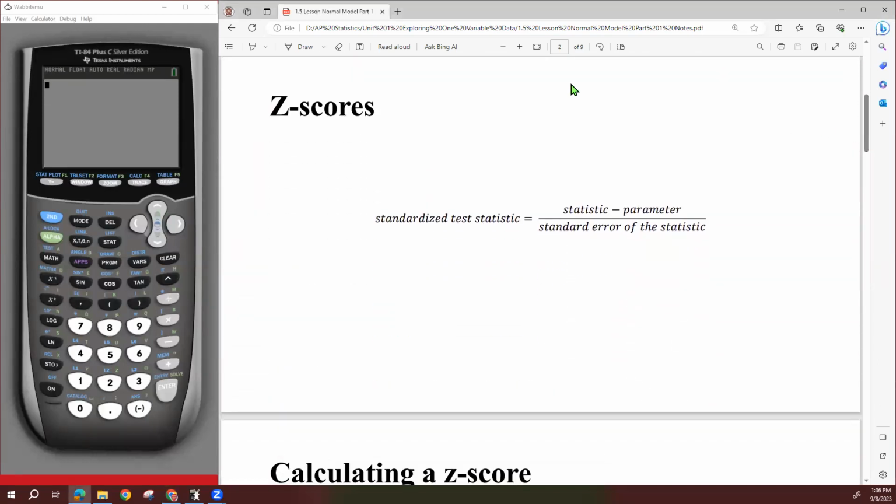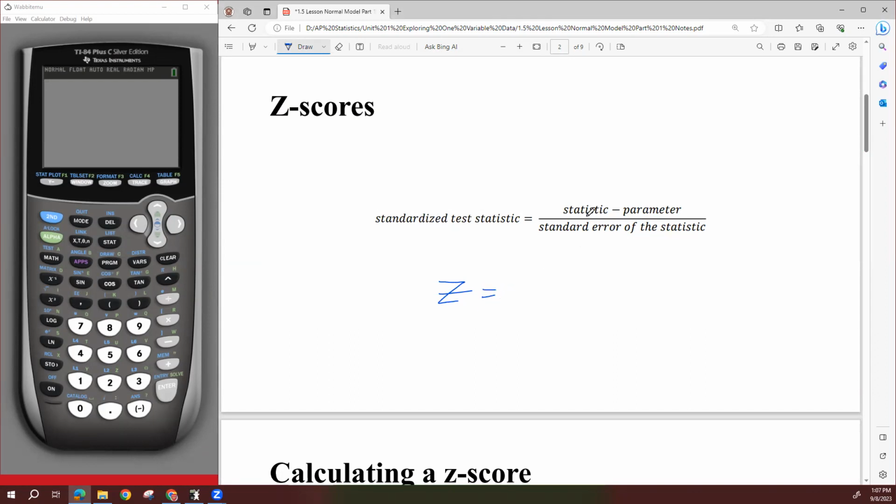So the first thing we want to talk about is a z-score, sometimes referred to as a standardized test statistic. For us right now in this lesson, our standardized test statistic we are going to call Z.